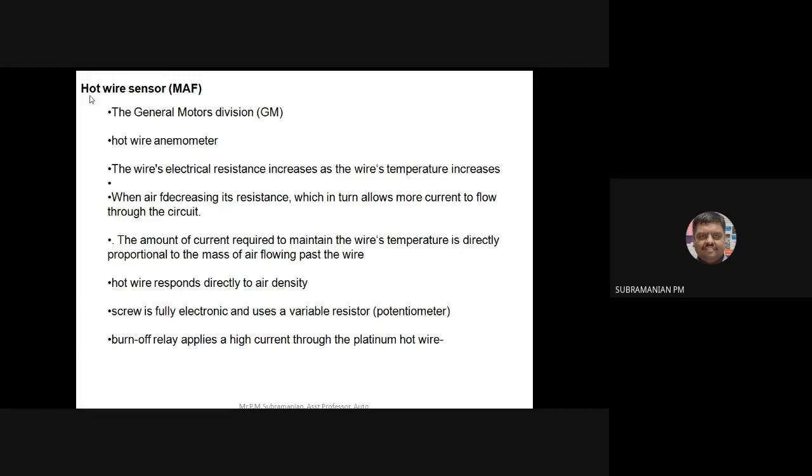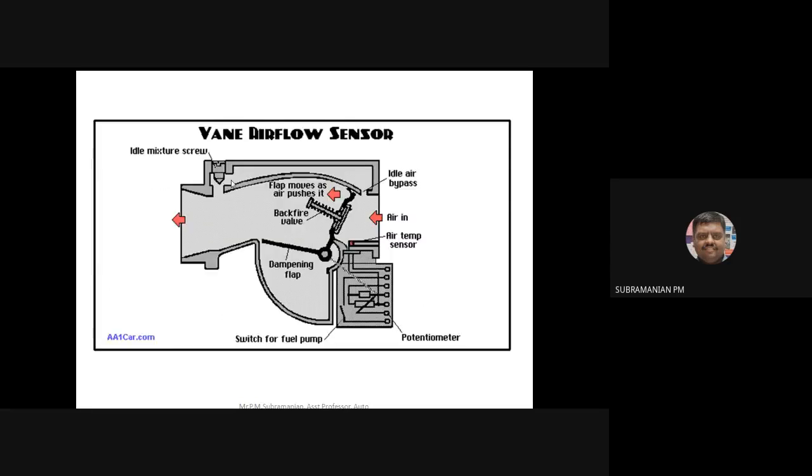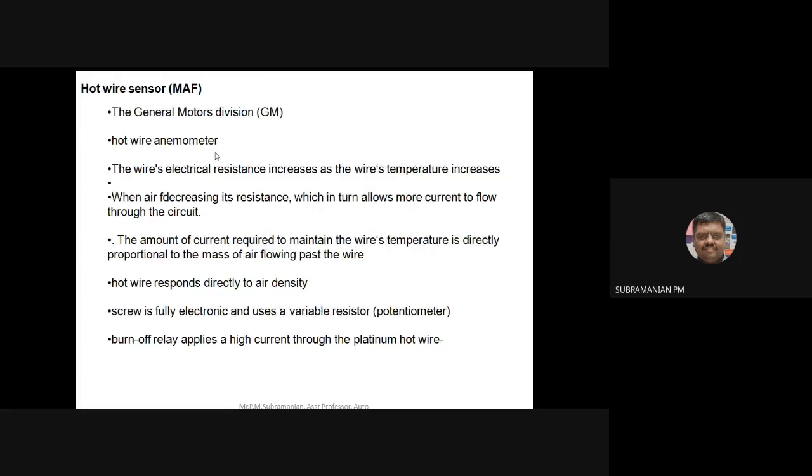Okay, and here the screw is fully electronic, whereas you can see the previous model screw is mechanical. Okay, so here the screw is fully electronic, and we are using the potentiometer, the same principle, to measure the voltage. And we are having an additional unit called the burn off relay. Burn off relay means you are having a wire, no, some deposits will be accumulated.